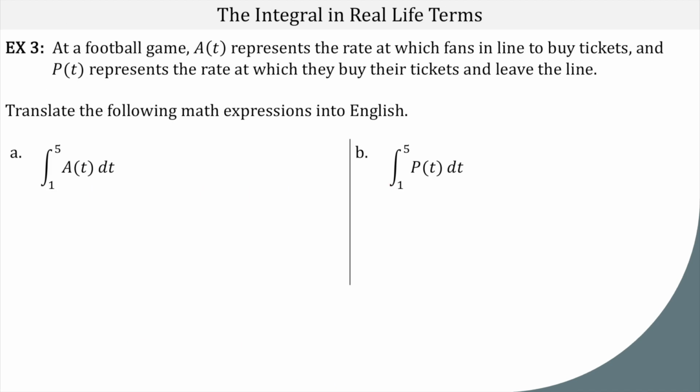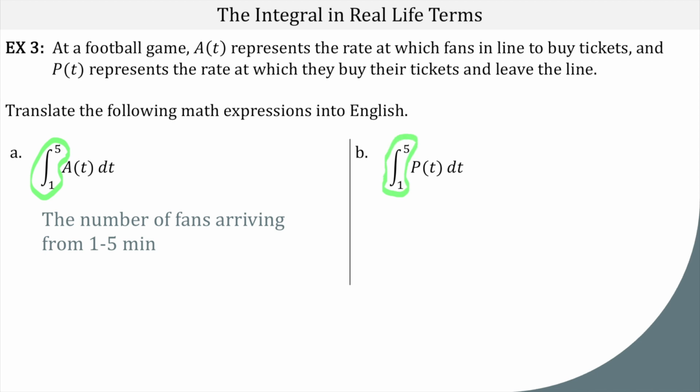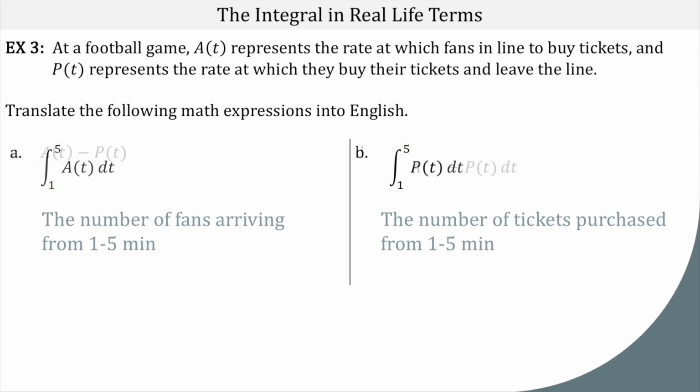You're at a football game, and A of t represents the rate at which fans get in line to buy tickets, and P of t represents the rate at which they buy their tickets and leave the line. So what would the area under the curve from 1 to 5 of A of t be? That would be the number of fans arriving from 1 to 5 minutes, or the number of fans that got in line from 1 to 5 minutes. What about 1 to 5 of P of t? That would be the number of tickets purchased from 1 to 5 minutes, or the number of fans who left the line from 1 to 5 minutes.